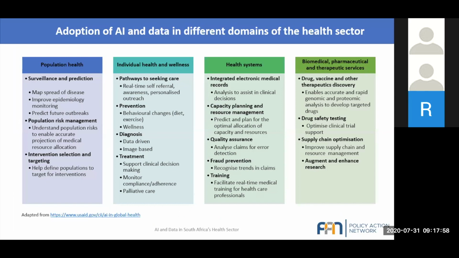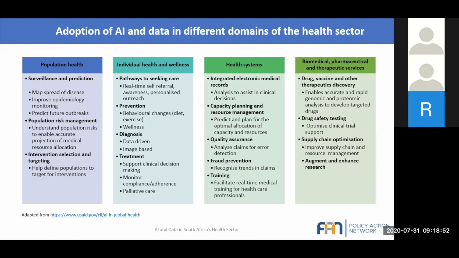And so I've taken this from the policy guideline, and I've tried to develop more or less a landscape of where AI technology can be used across the health sector, starting from population health, where we talk about surveillance and prediction, mapping spreads of diseases. In COVID, that's something that we have found companies such as Blue Dot are doing very well at the moment. We look at moving towards individual health and wellness, where AI can be used together with wearable devices to track pathways to care, prevention of certain diseases by monitoring behavioral changes in diet and exercise, and then moving towards how AI is used in the health systems.